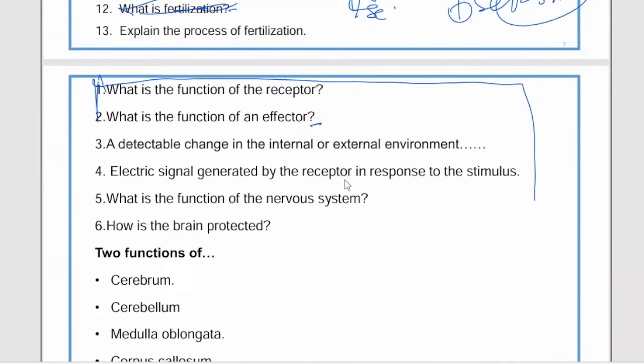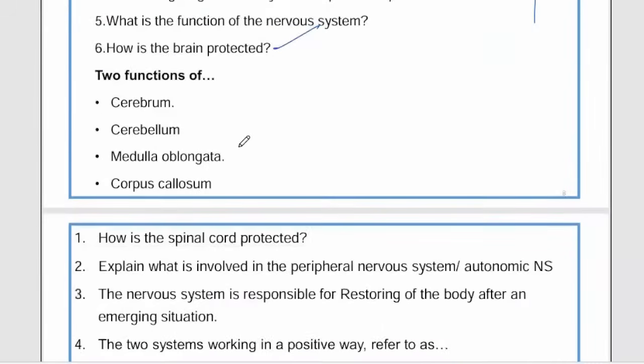What is the function of this? The nervous system is basically to coordinate the different parts of the body so that you are able to respond properly, be aware of the environment, protect your body. All that is it. How is the brain protected? Meninges, cerebrospinal fluid, and then cranium. You see, now we're just repeating what we have said.